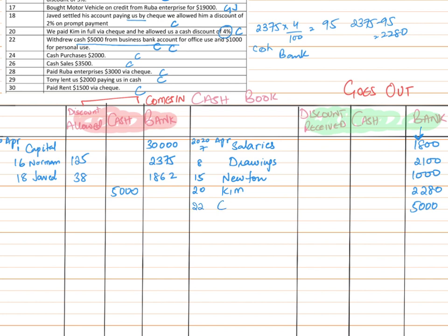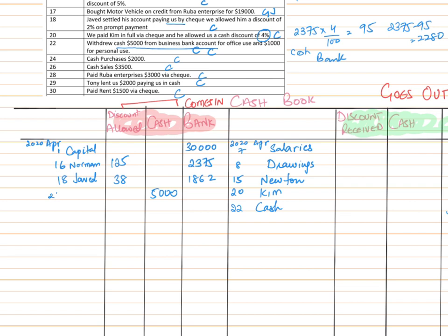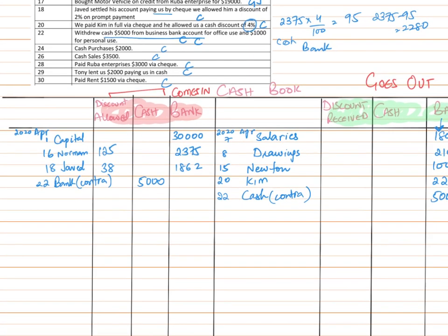On 22nd we'll write cash, and here since cash is getting debited, what's getting credited? Bank, so we'll write bank over here. We'll also write contra in bracket, because this transaction is coming on both sides of the cash book.